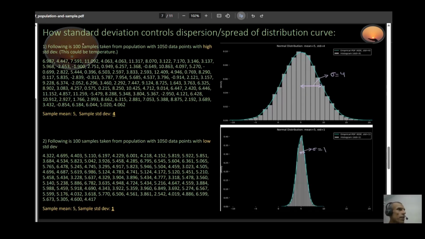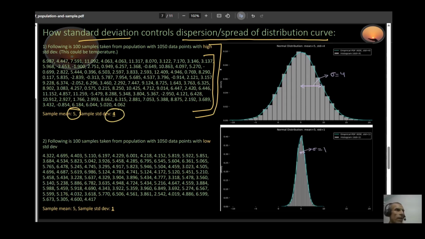So let's try to understand how the standard deviation controls the spread of your distribution curve. I have these 1050 data points, and basically what I did, I copied and pasted 100 data points, right? These are 100 data points from the 1050 data points. In this case, my sample mean was 5, and the standard deviation was 4. I plotted this, and this is my histogram right here, and I also plotted a distribution curve right here, and you can see the distribution curve actually has some spread.